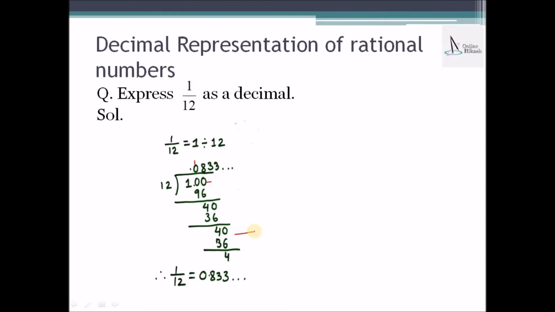But in our previous case, we got 0.25, no? So there, in that case, we got remainder 0. That means we have finished there. There is no other number in the quotient, no number is repeating. So that one is terminating decimal, but this one is non-terminating decimal. I'm just introducing the terms terminating decimal and non-terminating decimal, because you will need these two terms in your next class. That means in class 8 or 9, you will get it.